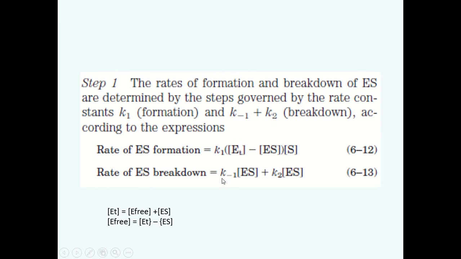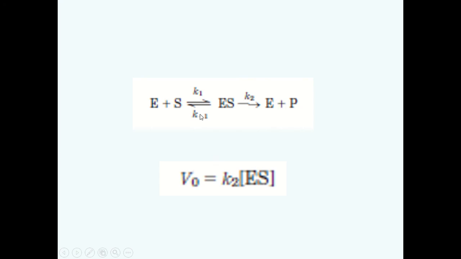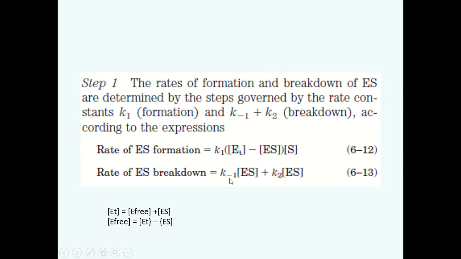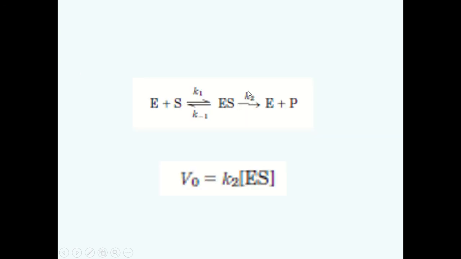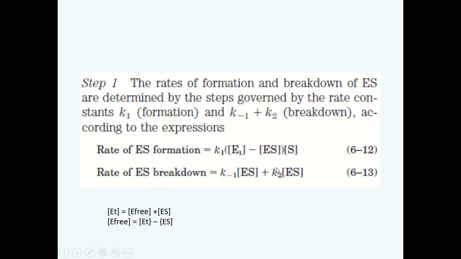This is given by the reverse reaction K minus 1. K minus 1 is the rate constant for this reverse reaction. So the rate constant for the reverse reaction times the ES concentration. So this is one way the breakdown can take place. The second way is the forward reaction. K2 is the rate constant and it will be converted into the product here. So this is for the forward reaction, K2 times ES.